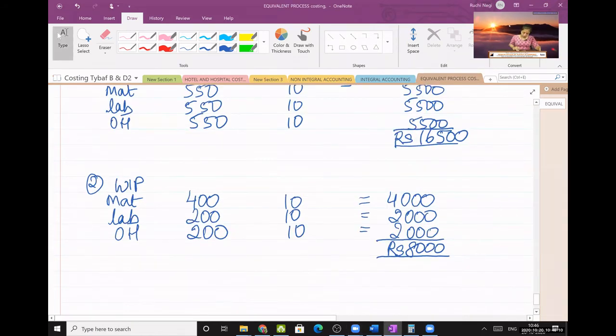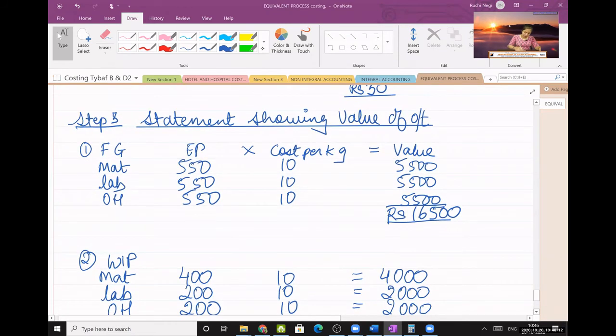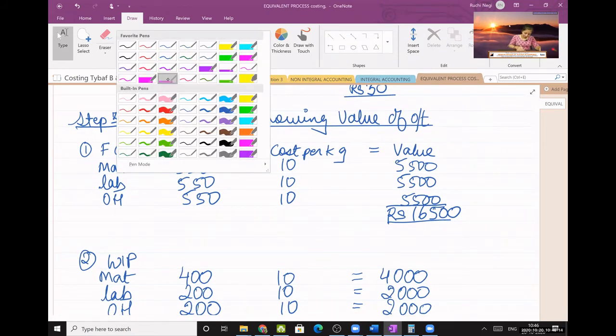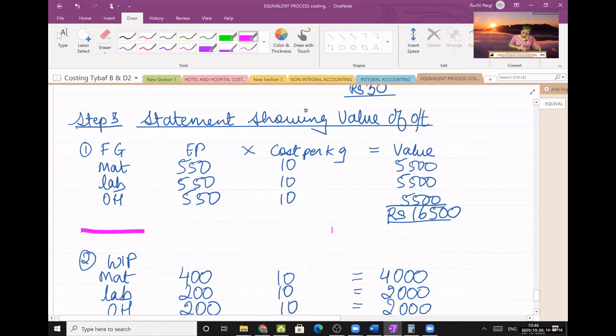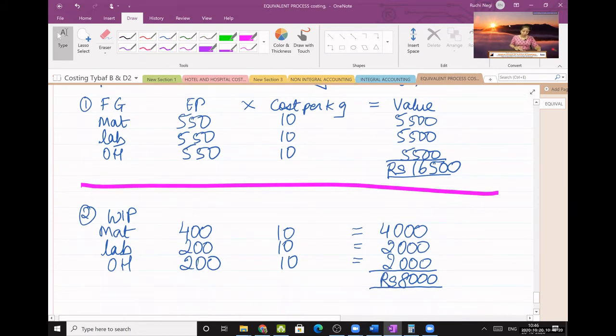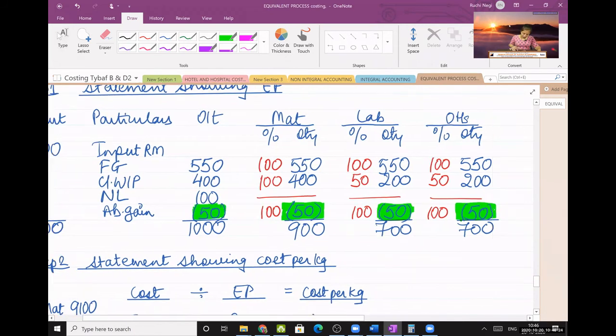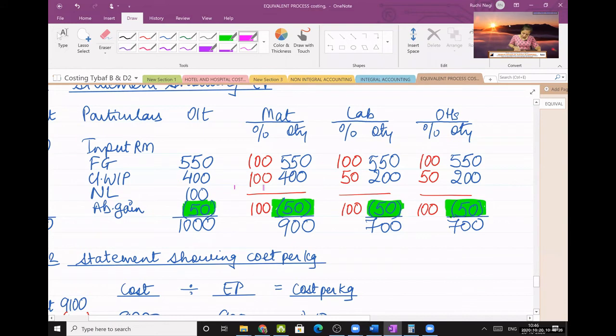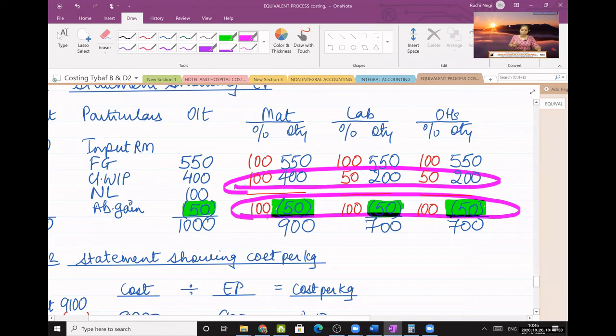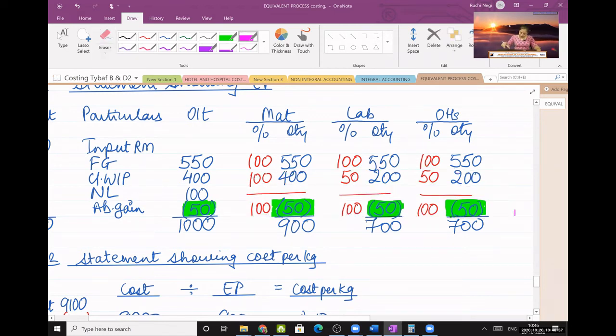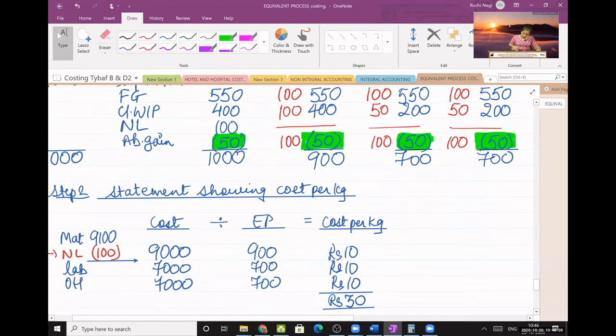Okay, so we had calculated up to here, students, right? Up to 16,500. So next, I need to calculate WIP. So let us see the breakup of WIP, that is in step 1. What is the breakup of WIP? 400, 200, 200. And what is the breakup of abnormal gain? 50, 50, 50. Don't forget this, because this will help me to calculate the value.